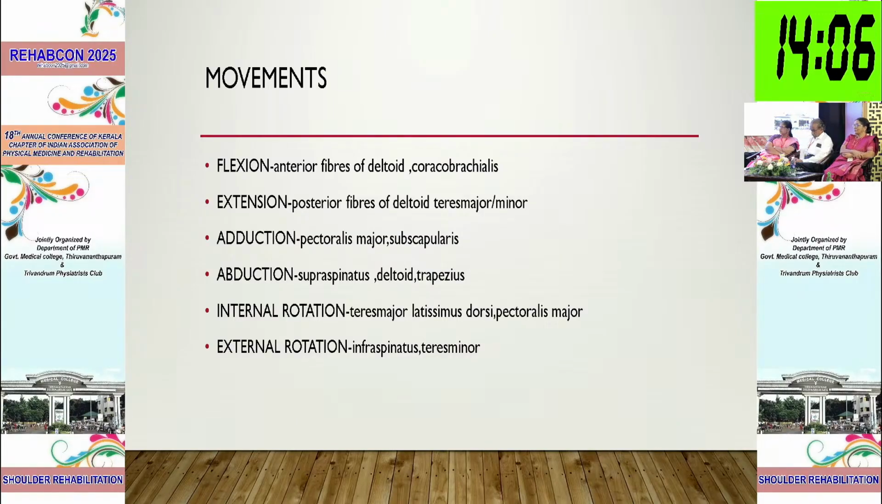So we'll always look at the muscles first, and these are the movement-associated muscles which you will keep in mind. Whether there's any atrophy of the muscles, whether there's any fatty replacement, we look into these things first. Then we go inside.